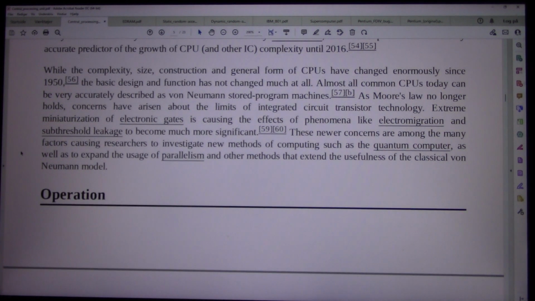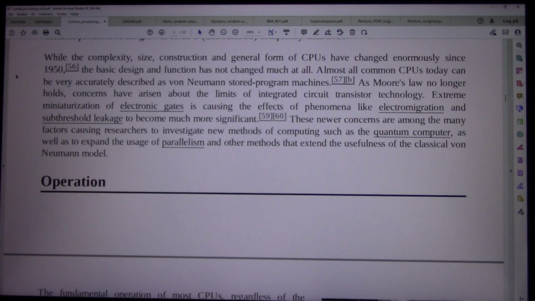While the complexity, size, construction and general form of CPUs have changed enormously since 1950, the basic design and function has not changed much at all. Almost all common CPUs today can be very accurately described as von Neumann stored program machines.